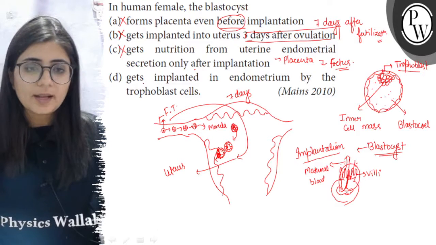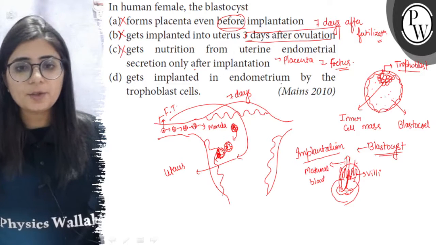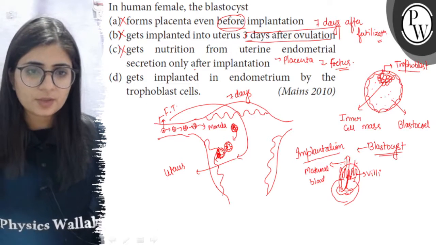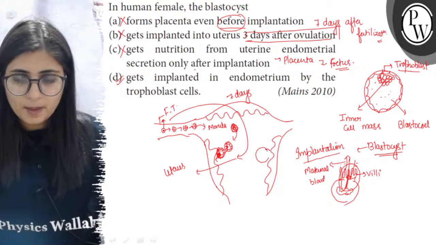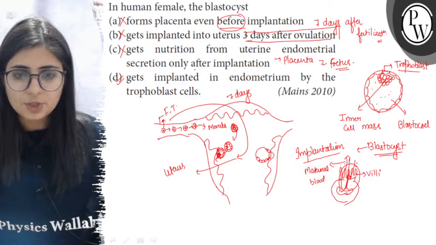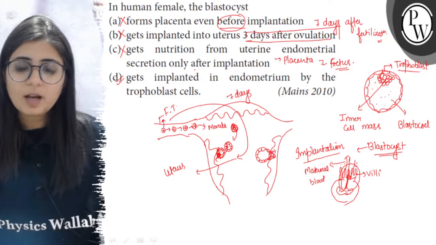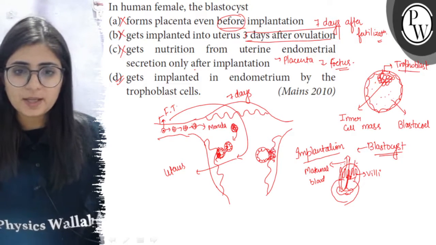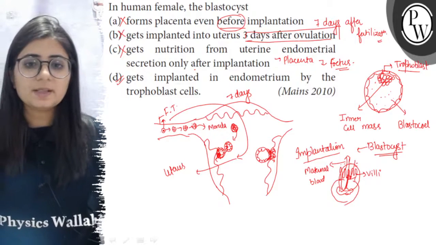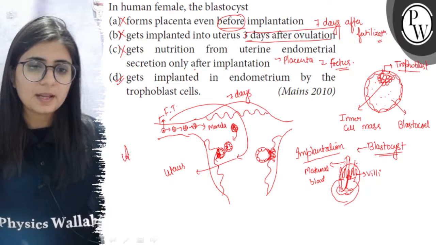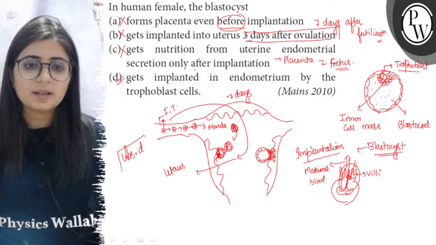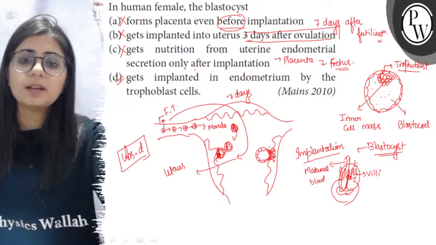Then the next option is it gets implanted in endometrium by trophoblast cell. This one is true, because when it gets implanted, the trophoblast cells help in attachment. The trophoblast cells form finger-like structures which are involved in penetration of the uterine tissue. So it is the trophoblast cells which are helping in implantation. So option D here is the right answer. I hope this explanation is very clear. All the best.